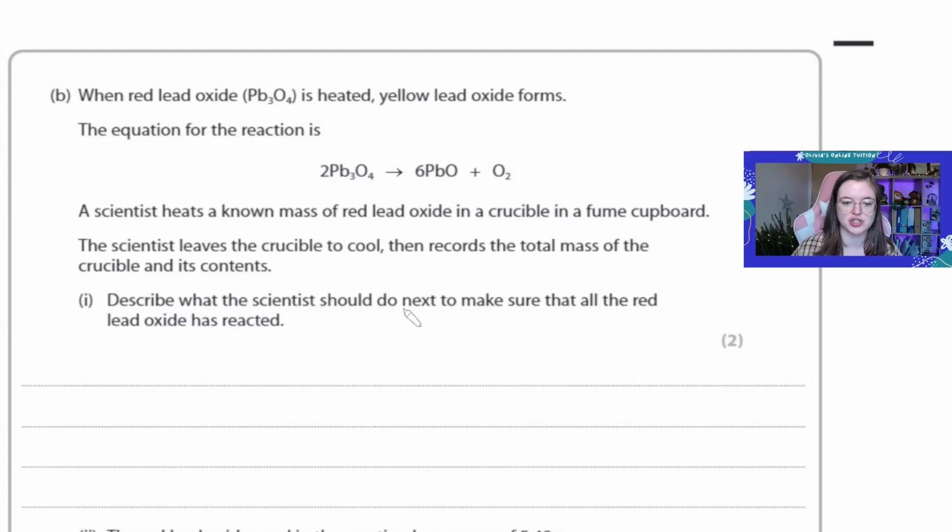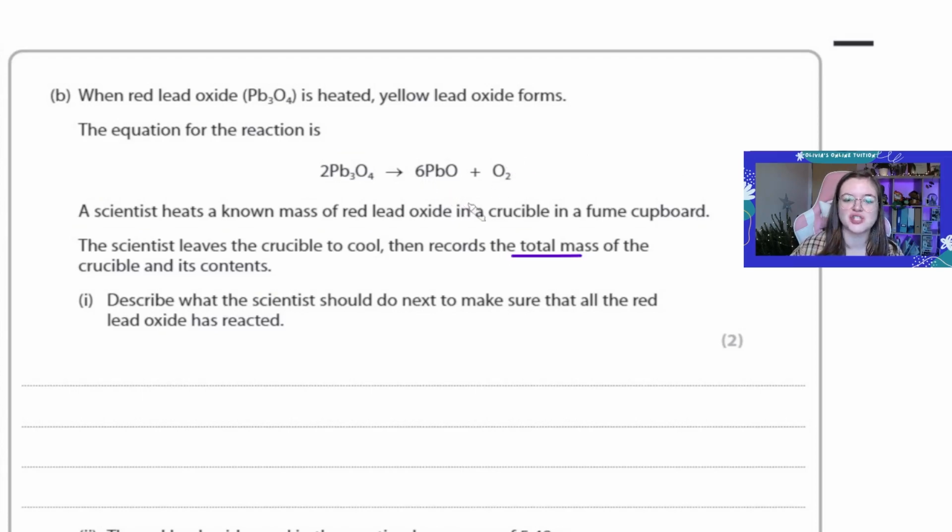Okay, the longer they're heating it up, the more oxygen's coming off until eventually nothing's going to change. So what they could do is just keep heating it up until they notice that no mass is changing, right? So they keep weighing it, they keep finding the total mass that's gone, essentially.